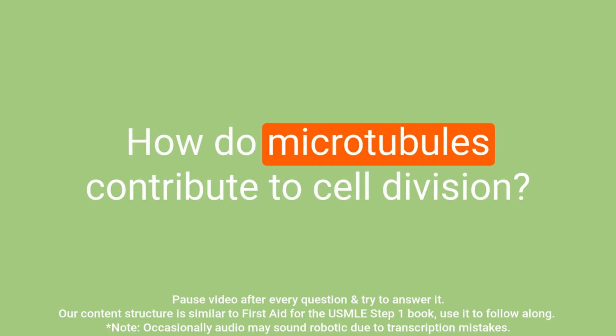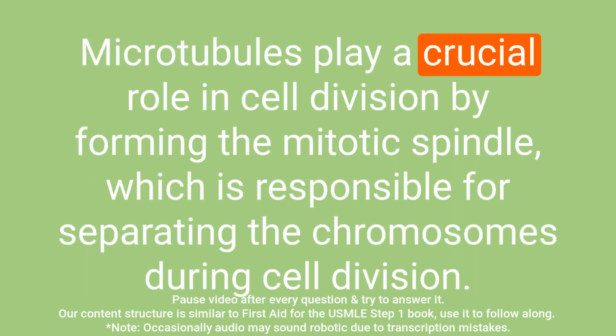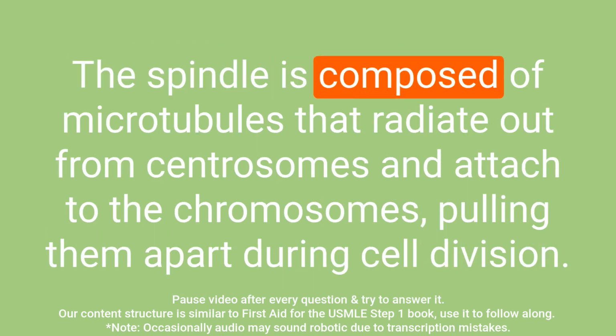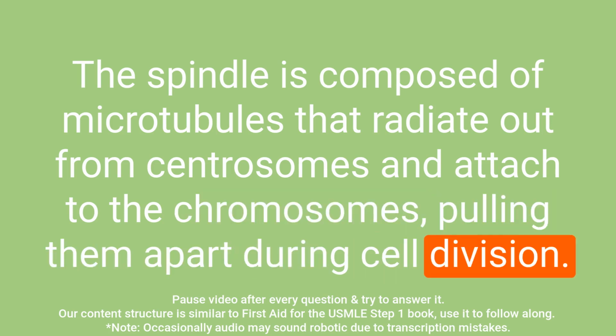Question: how do microtubules contribute to cell division? Answer: microtubules play a crucial role in cell division by forming the mitotic spindle, which is responsible for separating the chromosomes during cell division. The spindle is composed of microtubules that radiate out from centrosomes and attach to the chromosomes, pulling them apart during cell division.